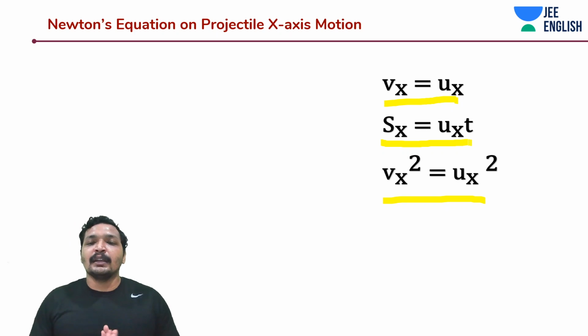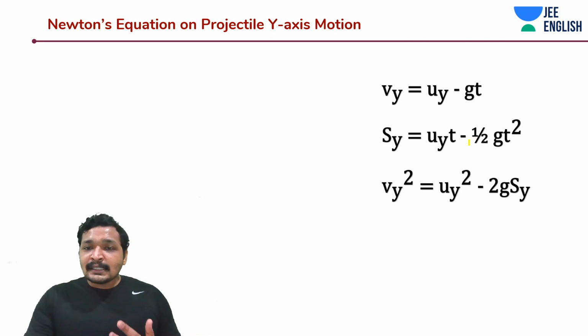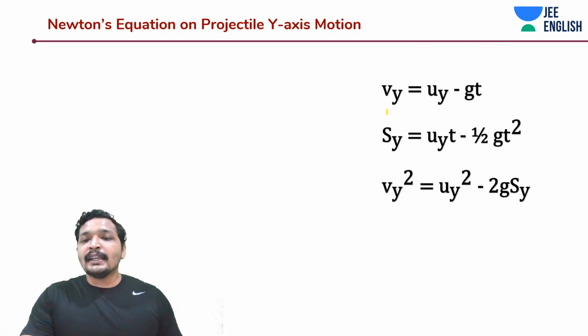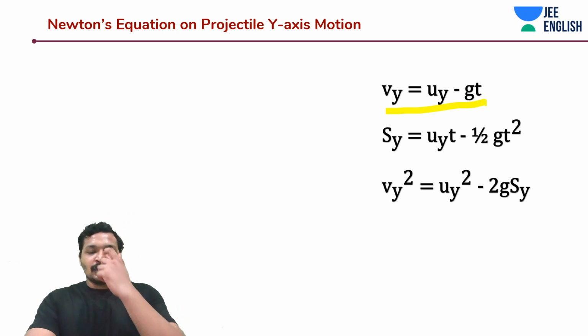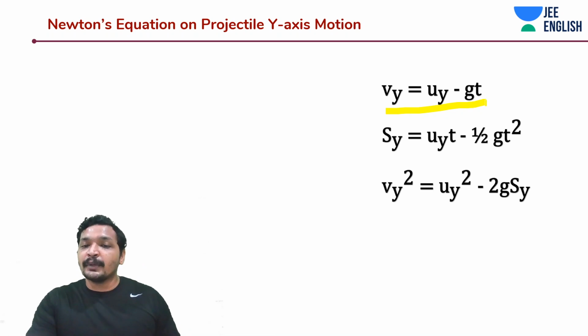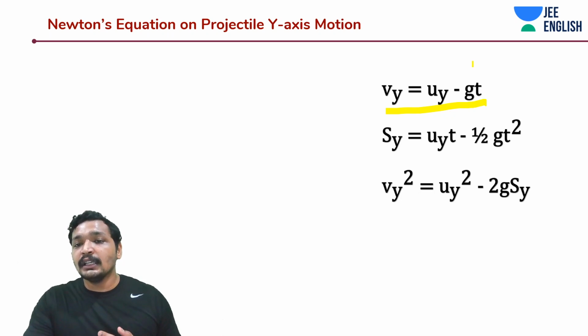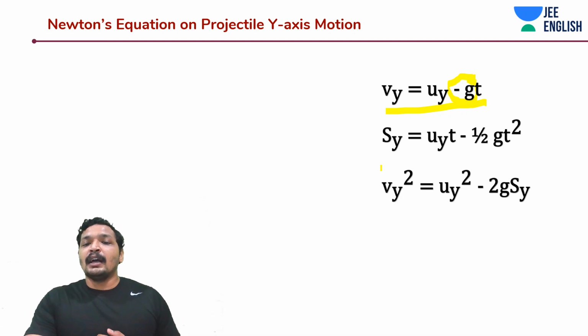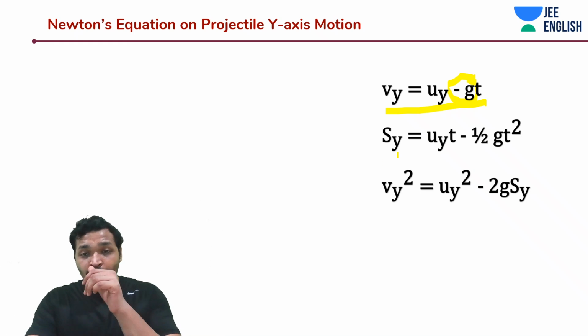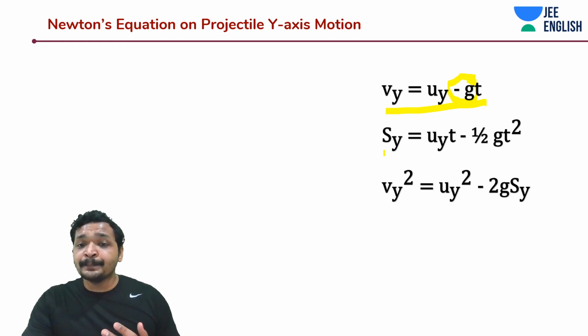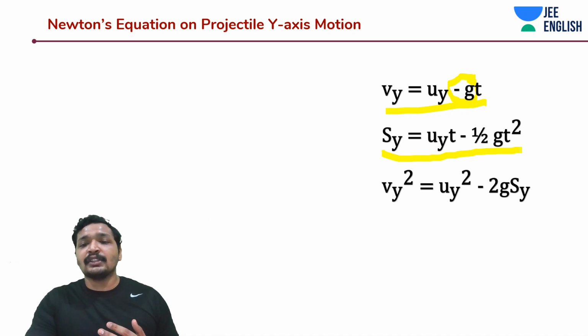And along the y-axis, it's going to be Vy is equal to uy minus gt. So the first equation of motion is going to be Vy is equal to uy minus gt. We have substituted the acceleration as minus g. And the second Newton's equation of motion along the y-axis is going to be Sy is equal to uyt minus half gt square. What does this say? Again, my acceleration is minus g. That's correct.